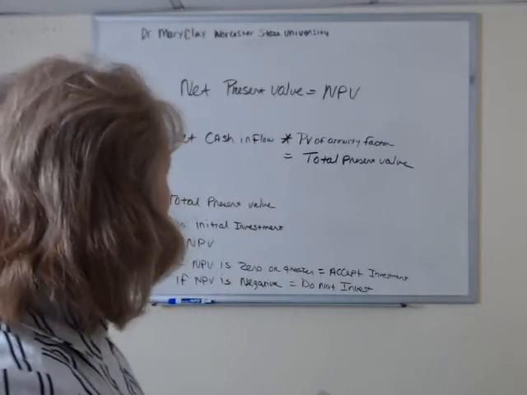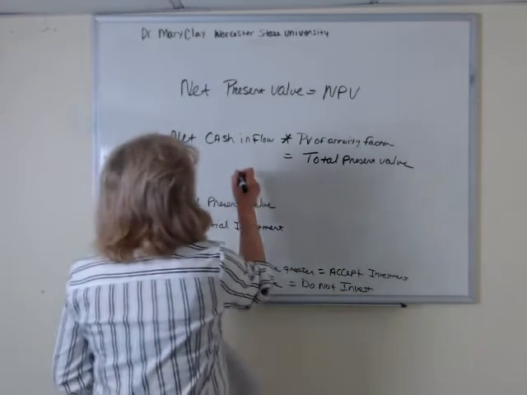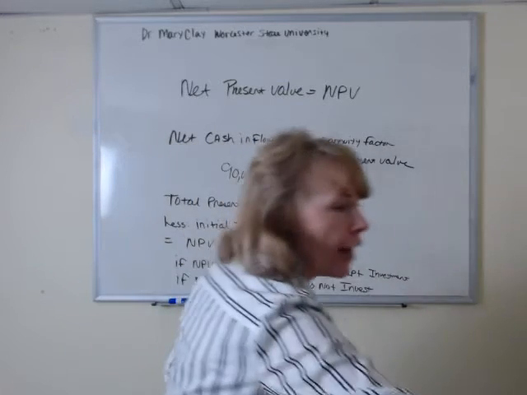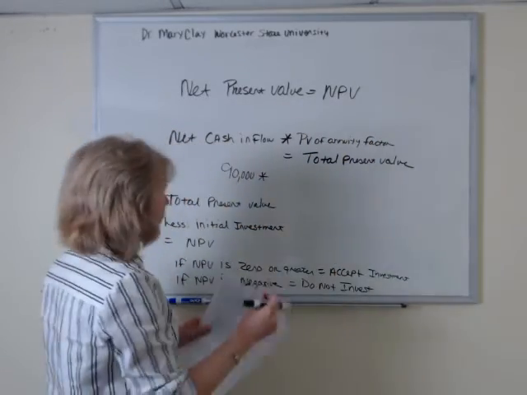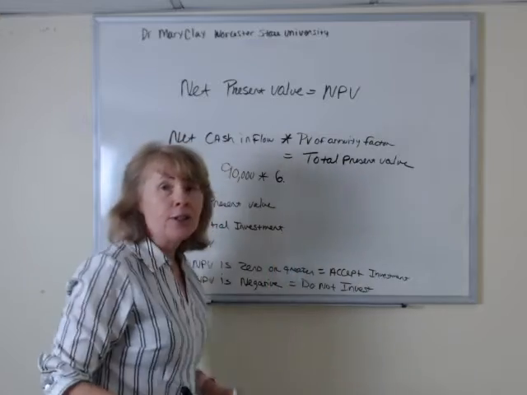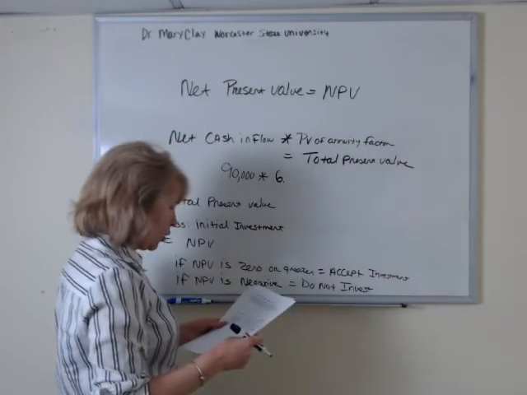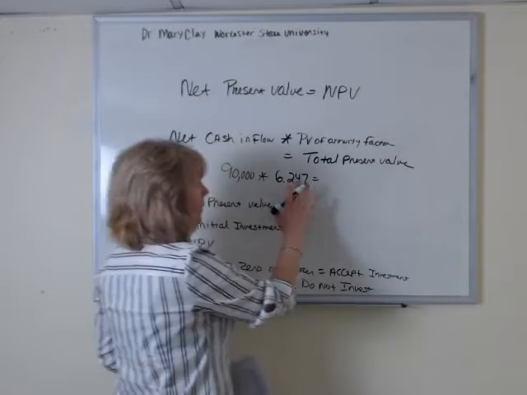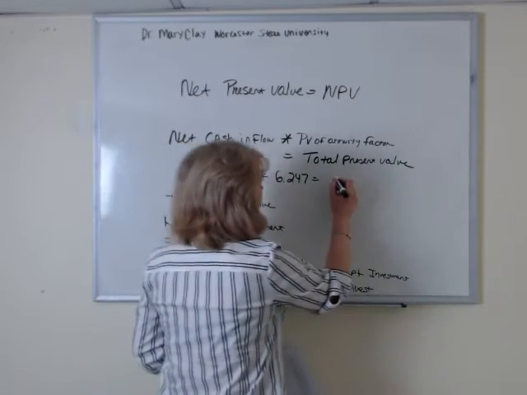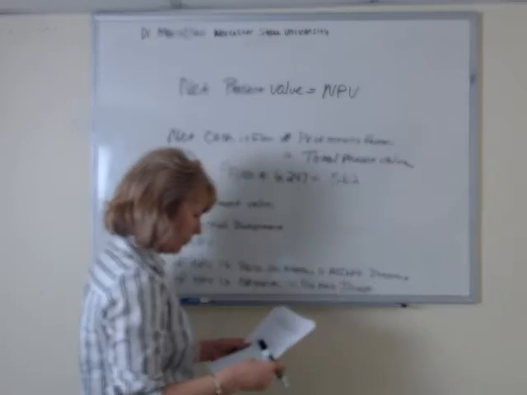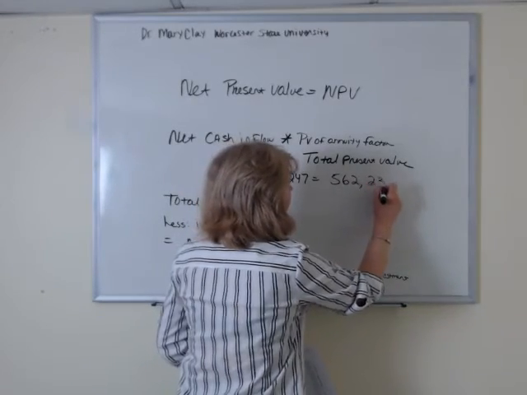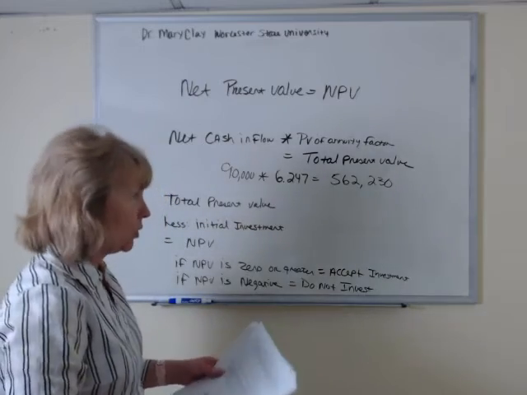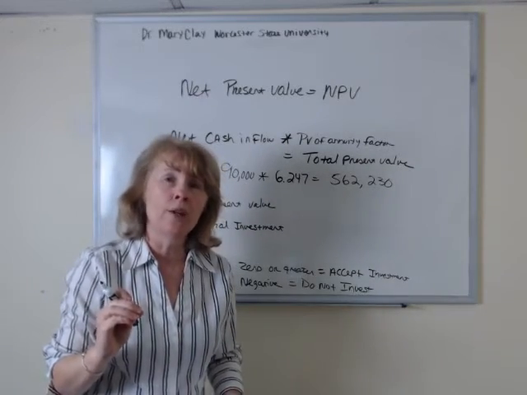All right, now I'm just going to put in the math. I'm going to take 90,000, which is the amount of equal cash flows that will occur every year, and multiply it by the factor we just determined. Take your time when you write down the factors. Make sure you do not transpose a number. 90,000 times 6.247 equals 562,230. So the total present value of these cash flows is 562,230.